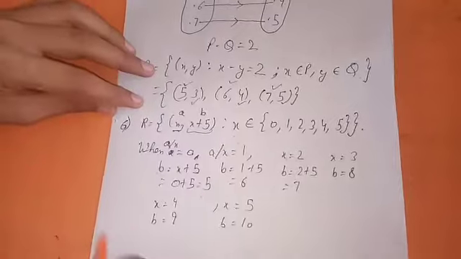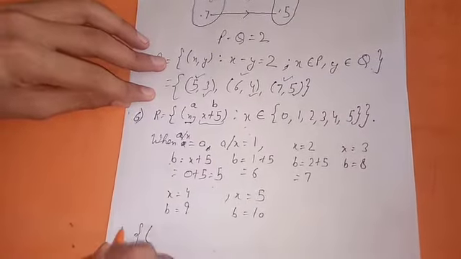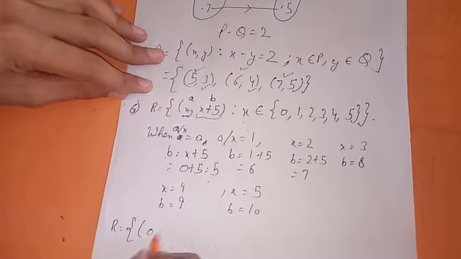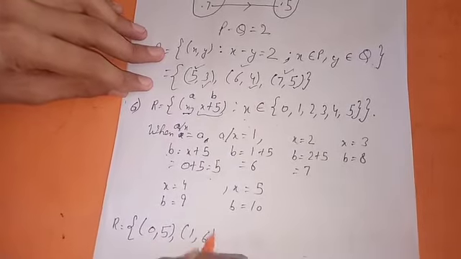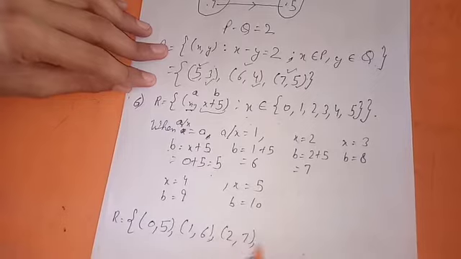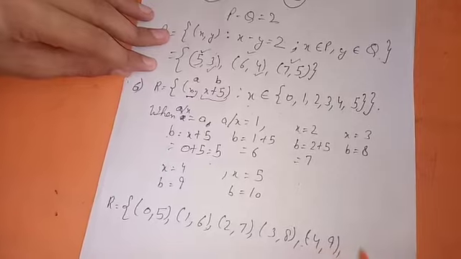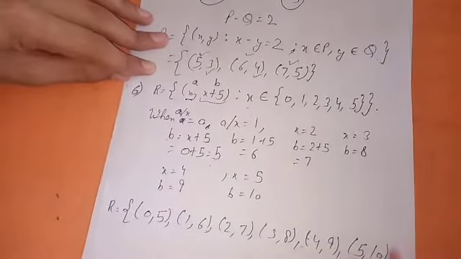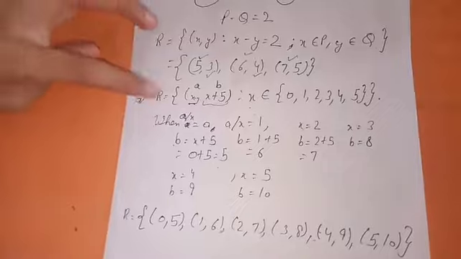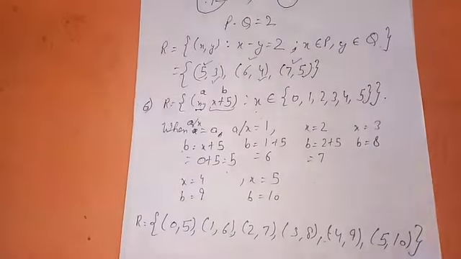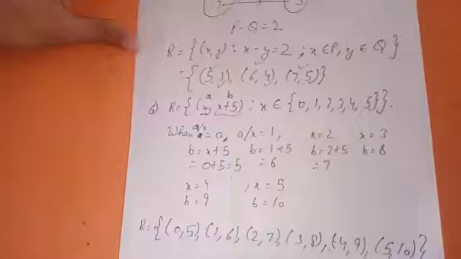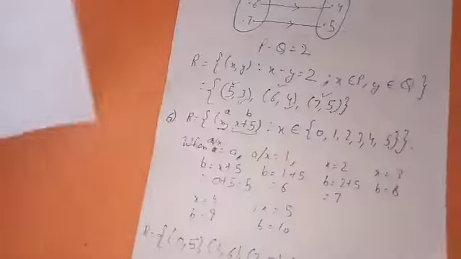So this will be our relation. This will be what? (0, 5), (1, 6), (2, 7), (3, 8), (4, 9) and the last is (5, 10). So it is our relation that we got from this. Okay. Easy questions. You must have no problem in them. If you still have, then you may ask.